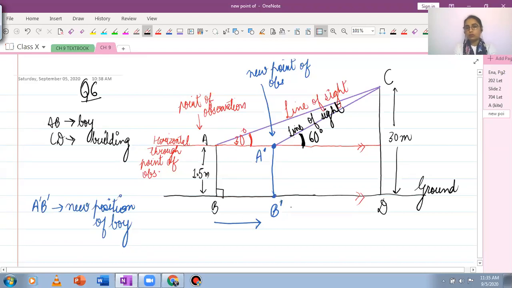And the change in position is from AB to A dash B dash. From here to here, from the black vertical line to the blue vertical line. So you have to find out this distance from B to B dash. This distance. Anyone who has any questions?